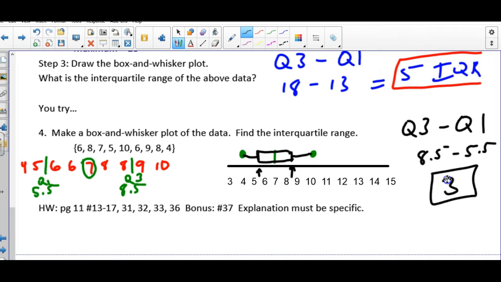Well, guys, that's it. Here's your homework problems. Hopefully your teacher printed that off and gave it to you.